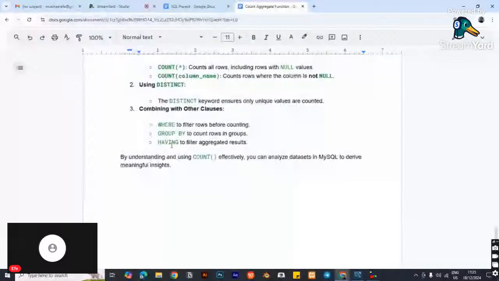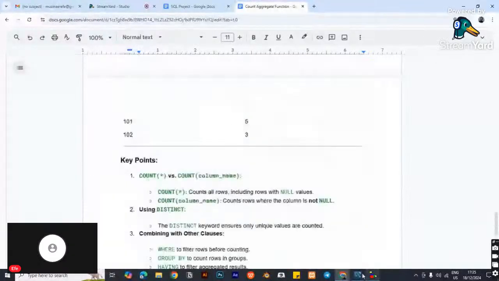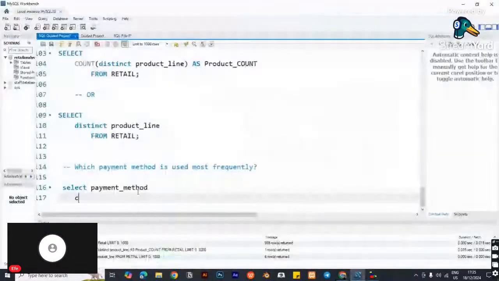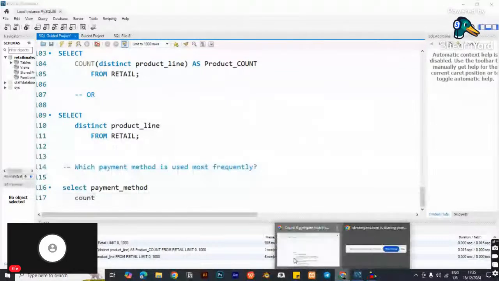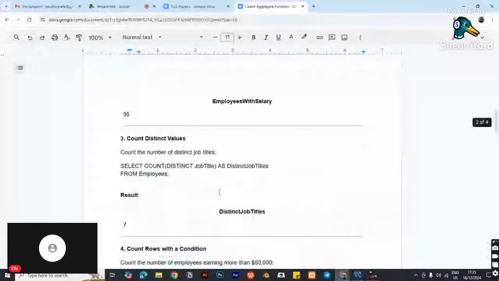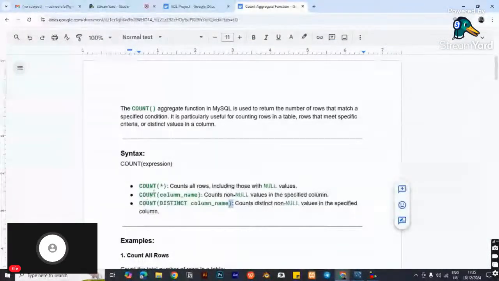Okay, so let's progress. We use the count function. Now, what are we counting? This is the other expression of the count function we are making use of: count, and then the column name. We're no longer using distinct, so we're going to count non-null values in the specified column. So we're going to count everything that has a value. If there's a null value, it won't count it. So we say count.